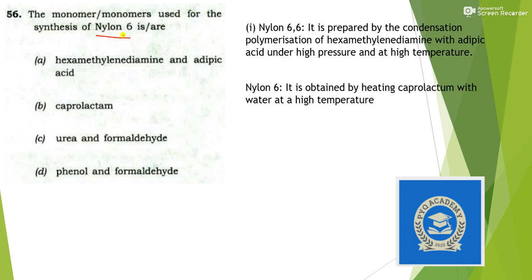Okay, nylon 6. Yes, this is a question taken from the chapter Polymers of Class 11 NCERT Part 2. Here you can see the monomer used for nylon 6 is obtained by heating caprolactam with water at high temperature. So the answer is option B.